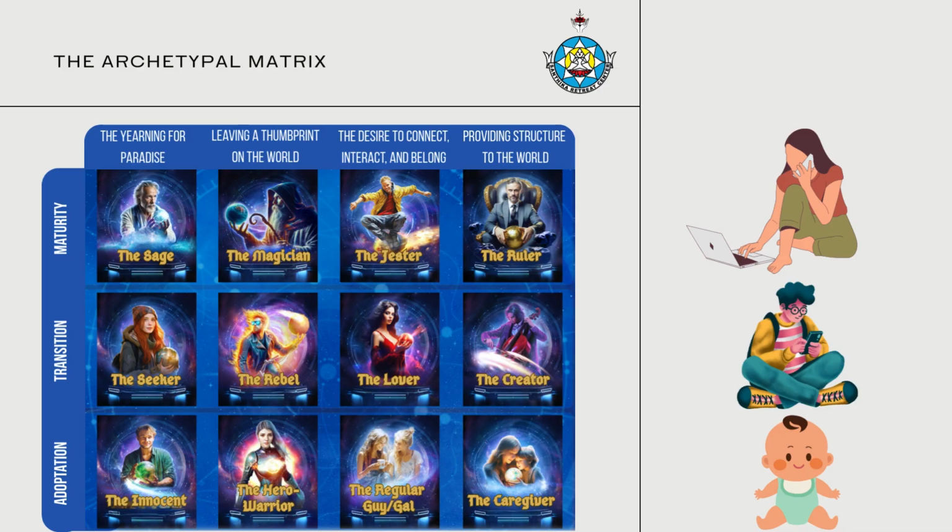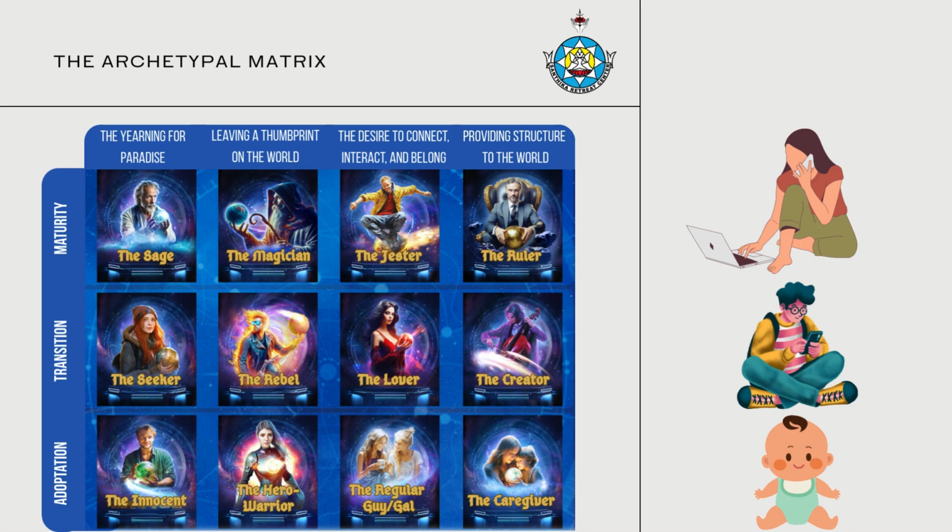When we look at the archetype matrix as a whole, we see that each of the four core human needs can be fulfilled in different ways. The bottom row represents the adaptive archetypes, formed in childhood. Acting from these strategies, we try to satisfy our needs through other people. This is the infantile position. The top row represents the archetypes of maturity. A person with an adult mindset fulfills their needs through their own internal resources rather than depending on others.